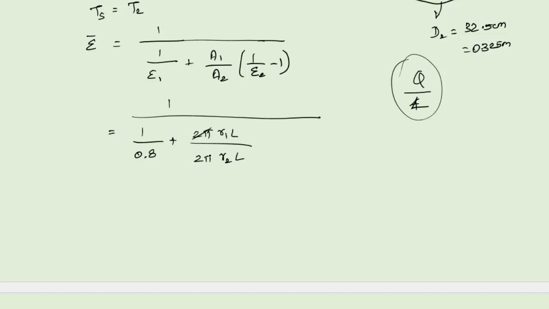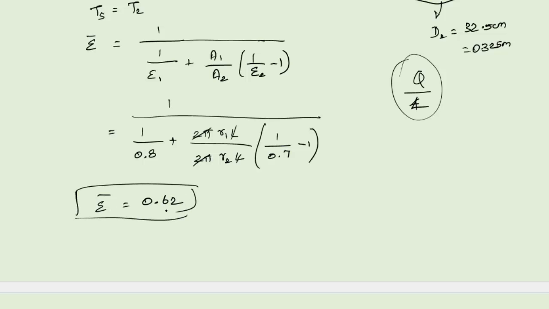So here 2 pi gets cancelled, L gets cancelled, and R1 divided by R2 into 1 divided by 0.7 minus 1. Okay, so substitute. If you calculate all the values, epsilon dash will be 0.62. Now substitute this epsilon dash value in the Q equation. You will get 0.62 into 5.67 into 10 to the power minus 8 into area value, which is 2 pi RL.